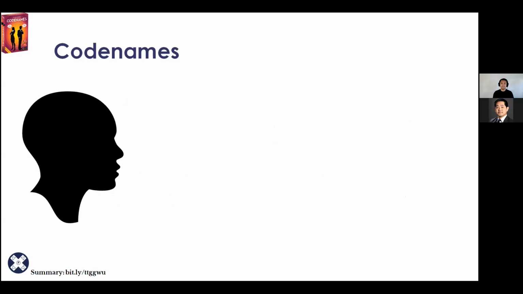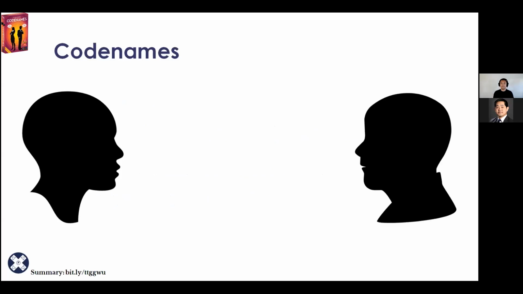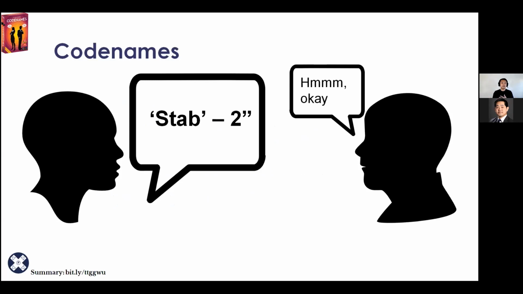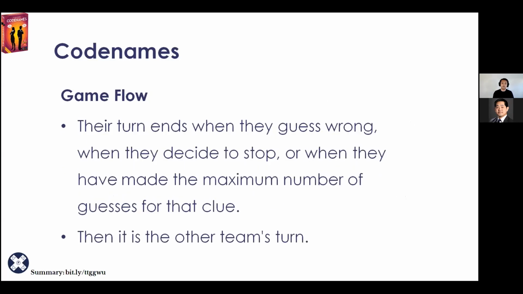So in this case, me as the spy master, and then my teammates, it could be one, it could be several people. They are going to be the field operatives. Me as the spy master, I'm going to give my clue. I'm going to say stab 2, and then my teammates are going to have to think about that individual clue and try to determine what cards on the board really relate to it.